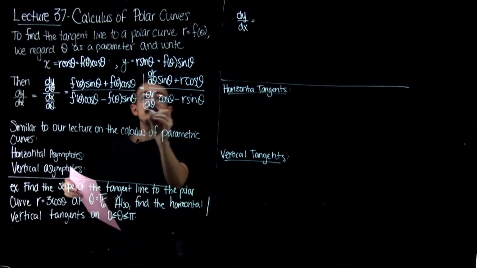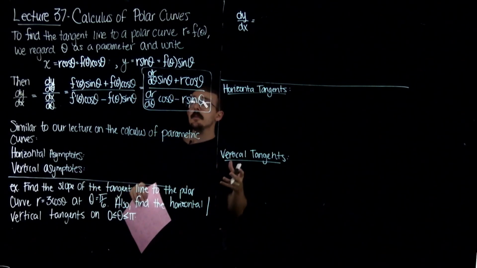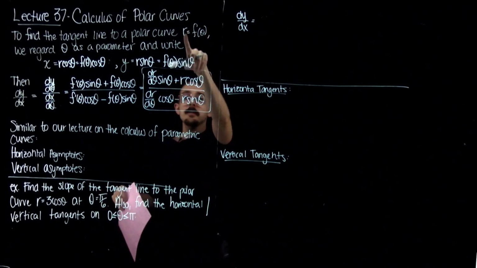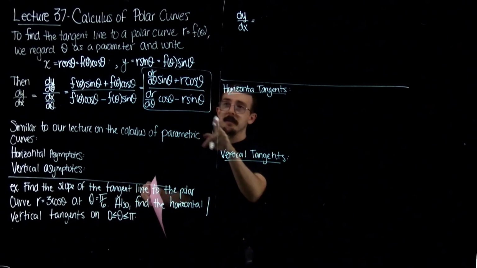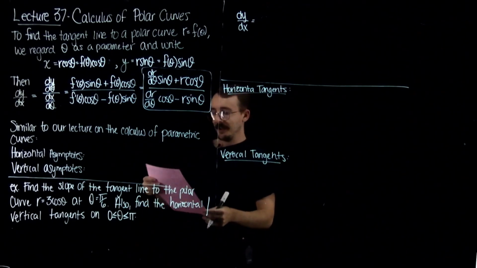So this will be our formula for the slope of the tangent line when you're given a polar curve in terms of theta. I would maybe make a note card of this. So this is how you find the slope of the tangent line.